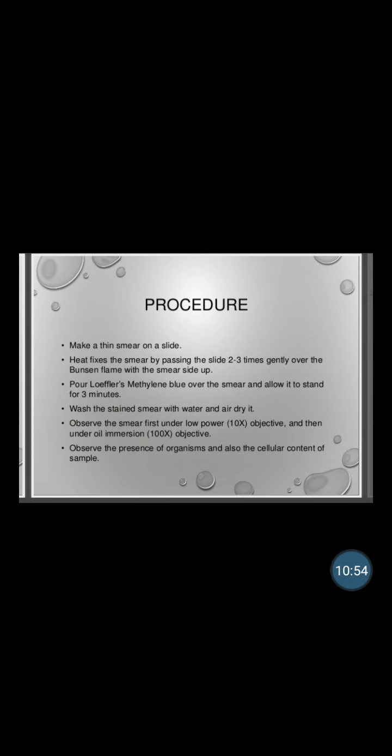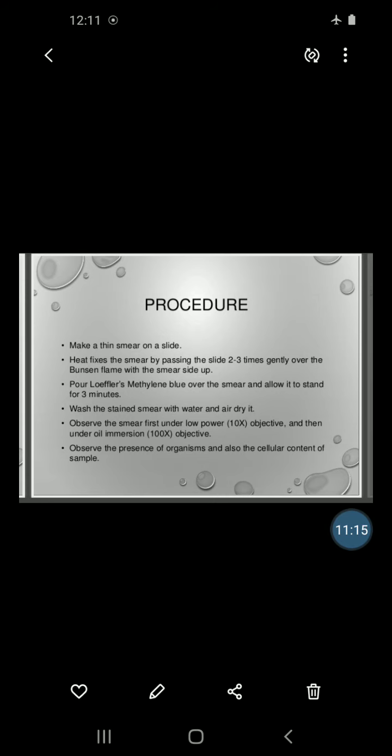Again, I am repeating the procedure. Make a thin smear on a glass slide. Then heat fix the smear by passing the slide 2 to 3 times through the flame. Then add the methylene blue over the smear and allow it to stand for 3 minutes. Then wash the stain with water and air dry it. Keep in mind, this is natural drying; there is no use of a hot air oven for drying. Then observe the slide under the microscope.